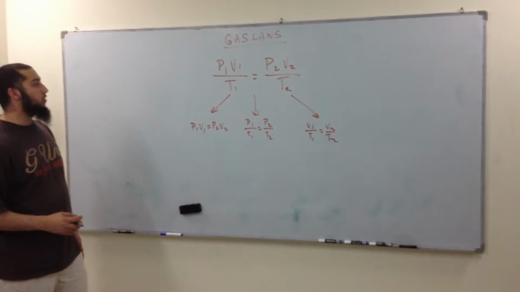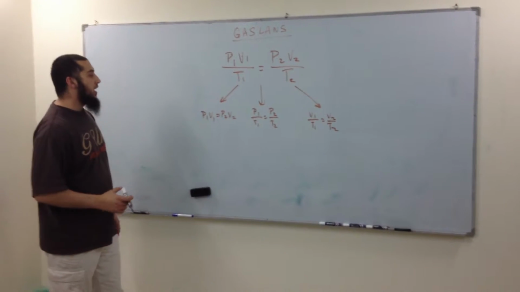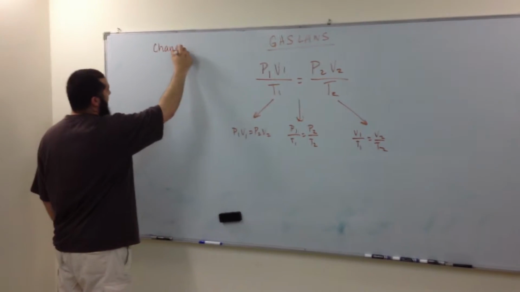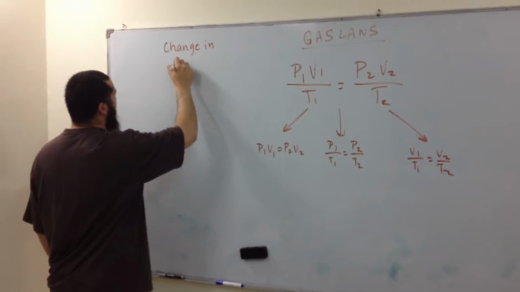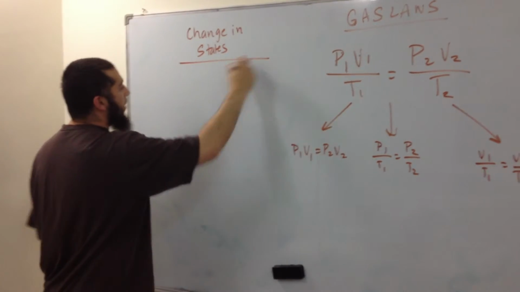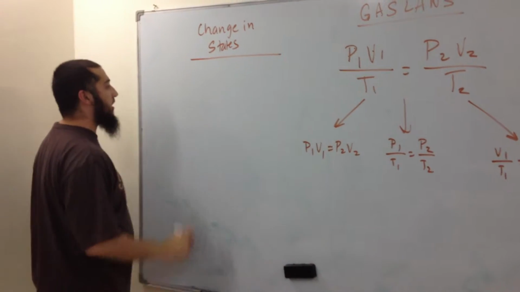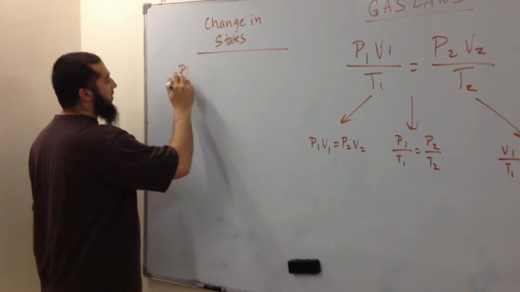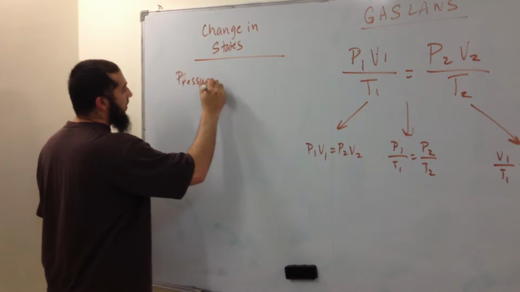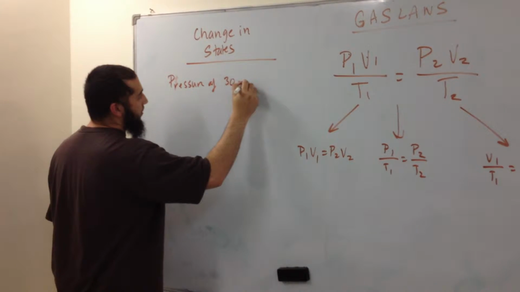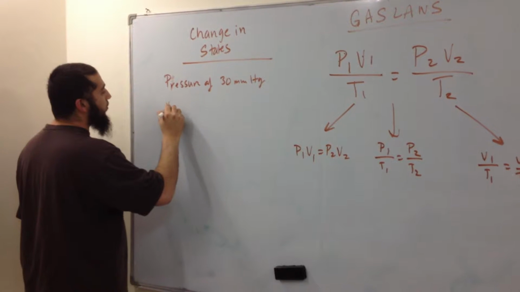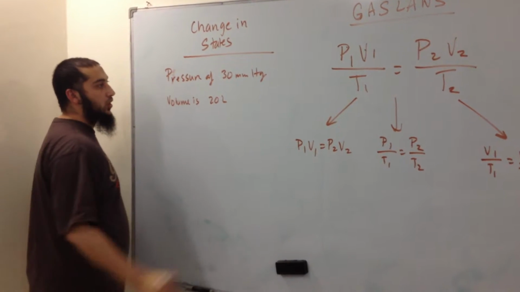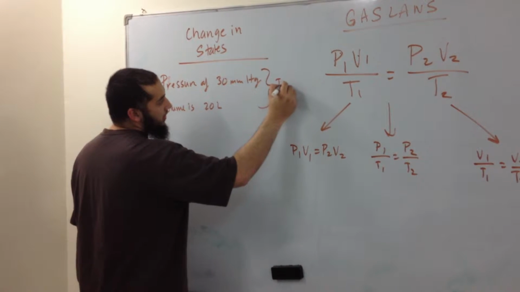So, when do we use them? How do we use them? Let's go over that real quick. The time to use this is whenever there's a change in one of these states. They're going to give you a question. They're going to say, blah, blah, blah, something has a pressure of 30 millimeters of mercury, and the volume is 20 liters. So this is describing the initial state.